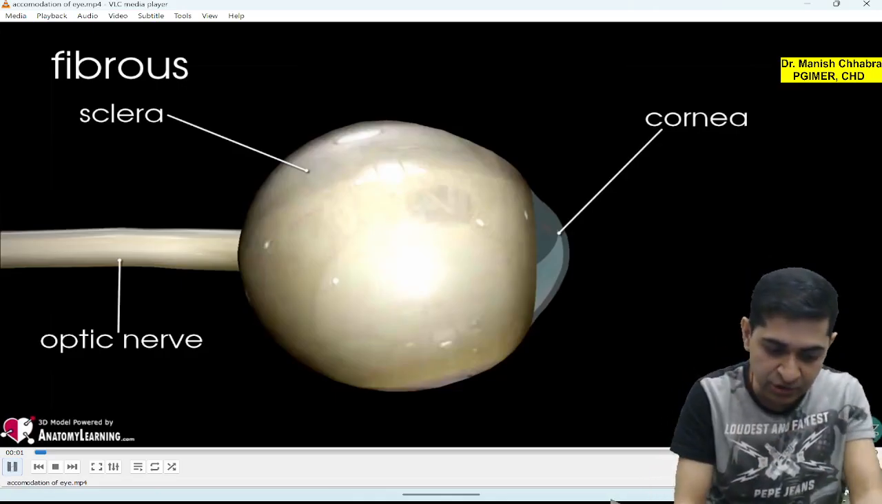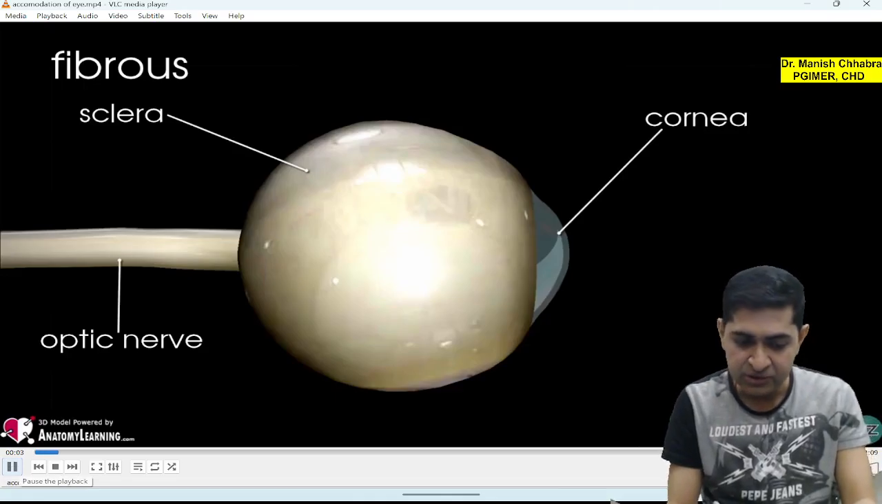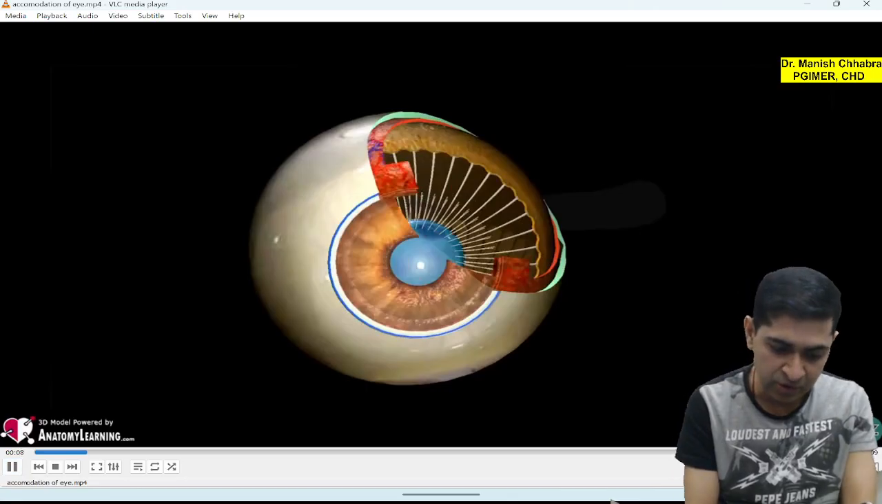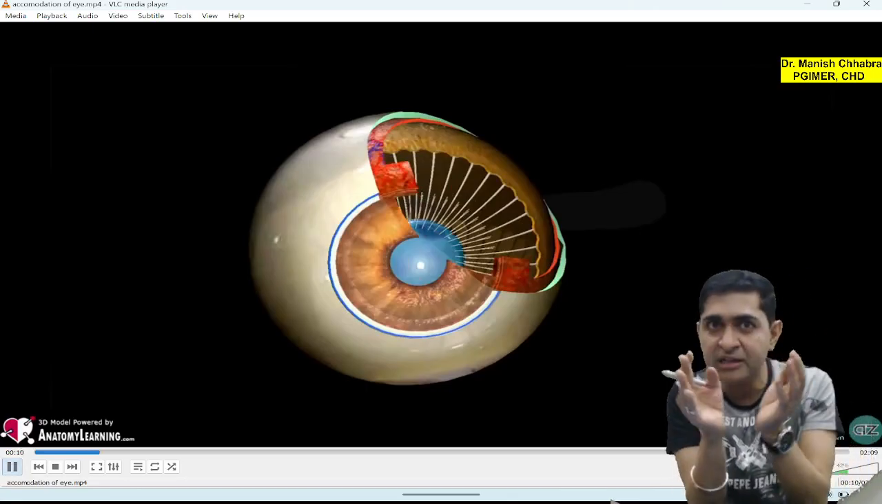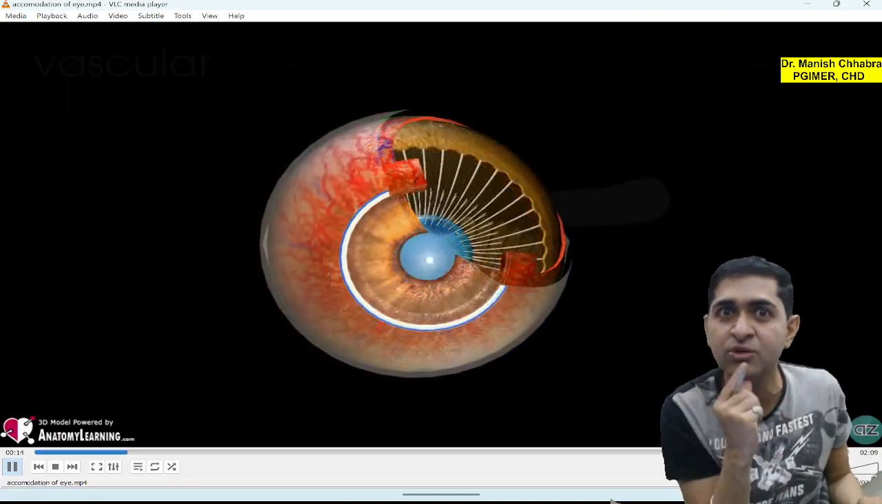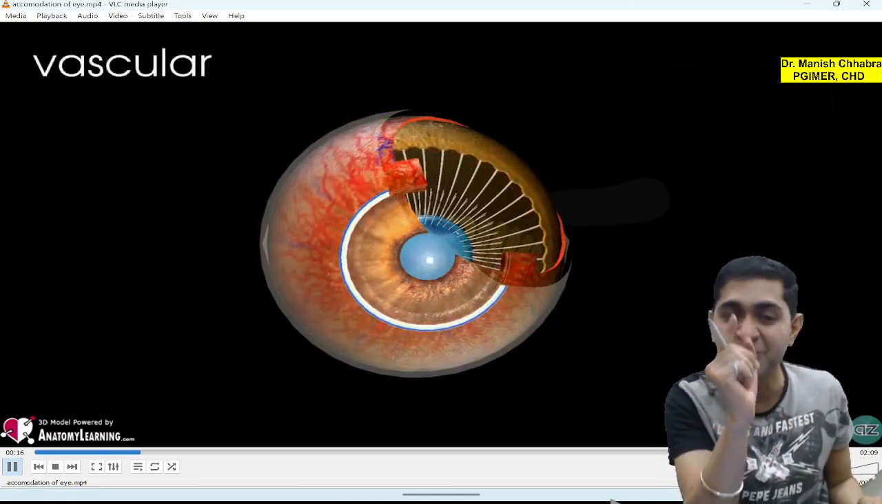Right? Check this out. Can you appreciate the whitish part? That is your sclera, the outermost coat. What is the name of that coat? Tunica fibrosa.